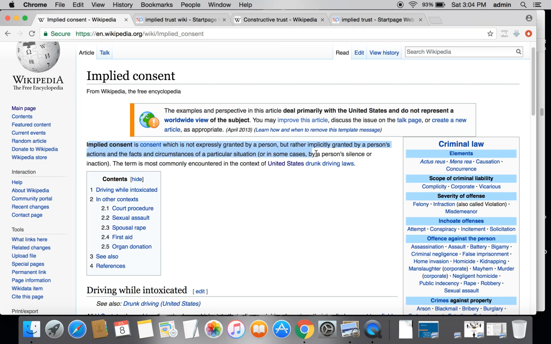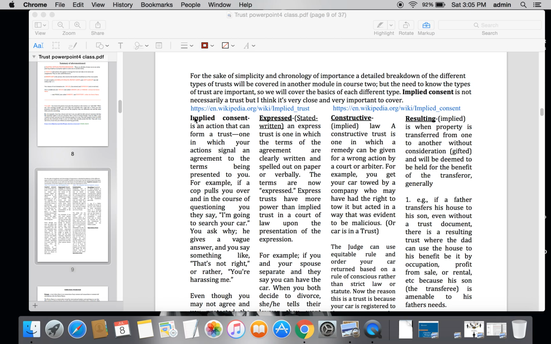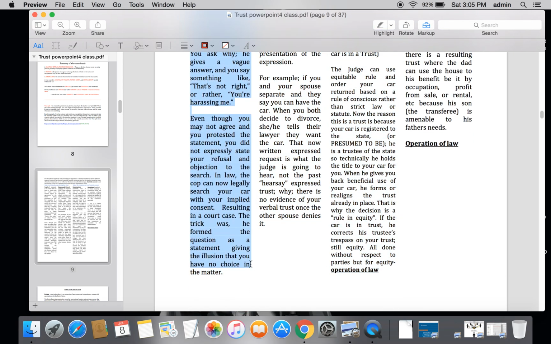Implied consent is consent which is not expressly granted by a person, but rather implicitly granted by a person's actions and the fact and circumstances of a particular situation. In some cases, by a person's silence or inaction. This is very, very important for you to understand, family. Implied consent. So now, we're going to go to our study of implied consent, and we're going to give the breakdown and an example.